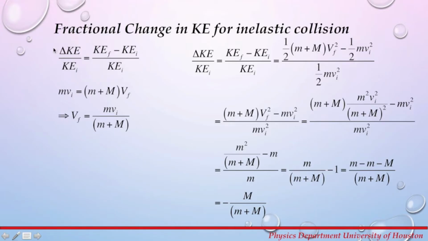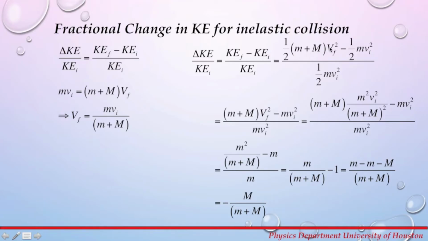Now we will calculate how much the fractional change in kinetic energy is for a completely inelastic collision. We know that the fractional change in kinetic energy is given by this equation. It is the change in kinetic energy divided by the initial kinetic energy. From here you can write the equations for the kinetic energies. The final kinetic energy is 1/2 the mass of the combined object times the speed of that object squared. The initial kinetic energy is 1/2 the mass of the projectile times the initial speed of the projectile squared, and then divided by the initial kinetic energy.